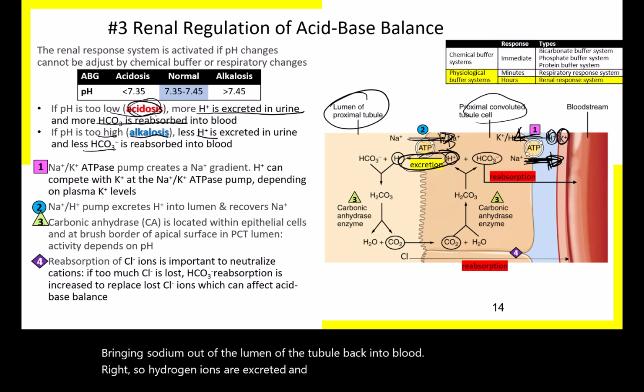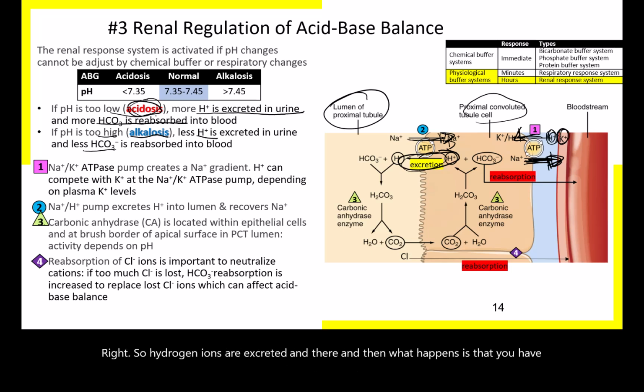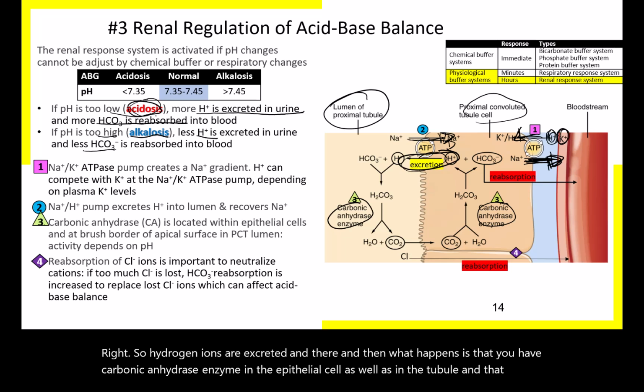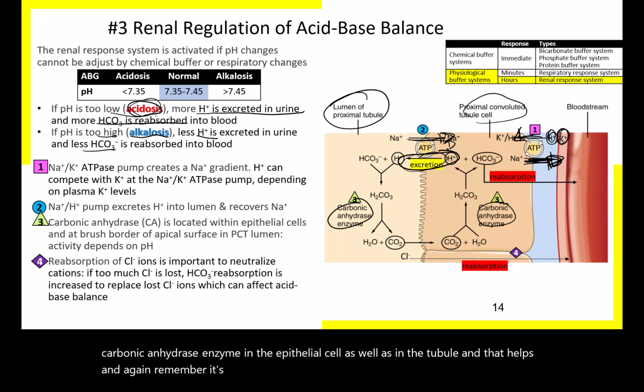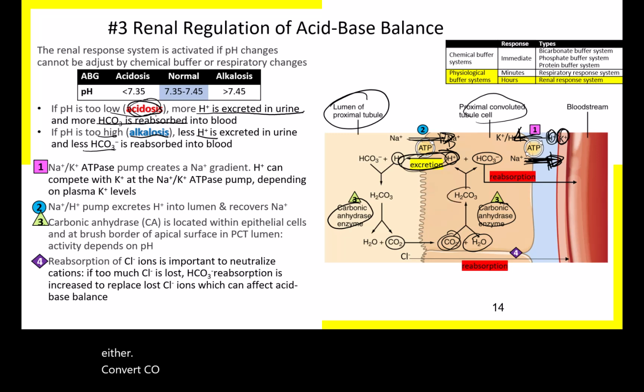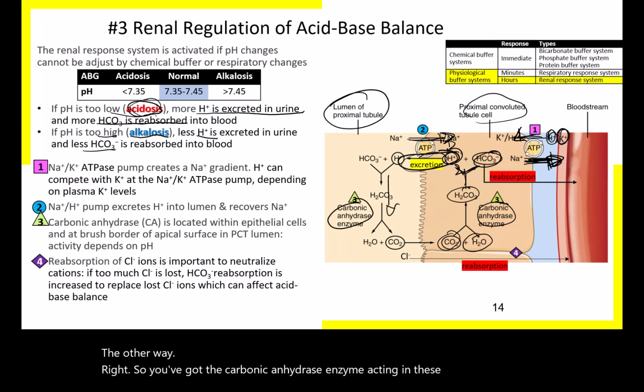And then what happens is that you have carbonic anhydrase enzyme in the epithelial cell as well as in the tubule, and that helps. And again, remember, it's reversible, right? So the carbonic anhydrase enzyme can either convert CO2 and water into carbonic acid, which then dissociates into bicarb and hydrogen, or it can go the other way, right? So you've got the carbonic anhydrase enzyme acting in these two places.